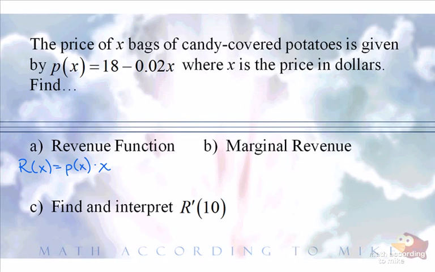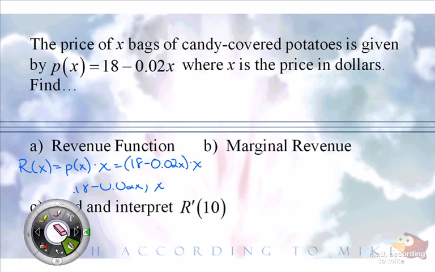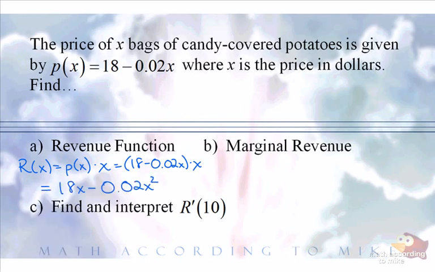Our P of X is 18 minus 0.02X. And our X is just X. You know what, I'm going to write that up there. So distributing that X through, what's our revenue function? Very good. 18X minus 0.02X squared.